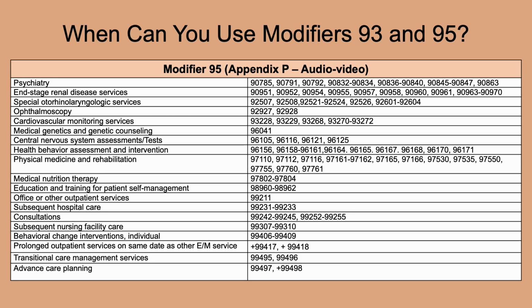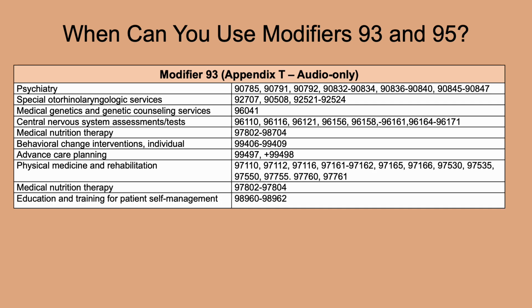For modifier 95, you can go to Appendix P in your CPT book, and these are all the services that can be used with modifier 95. Lots and lots of services. I won't read all of them. They're listed right there, but a lot of different codes can be used with modifier 95. For modifier 93, audio only, the codes that you can use it with are listed in Appendix T, and here are the codes that can be listed with those.